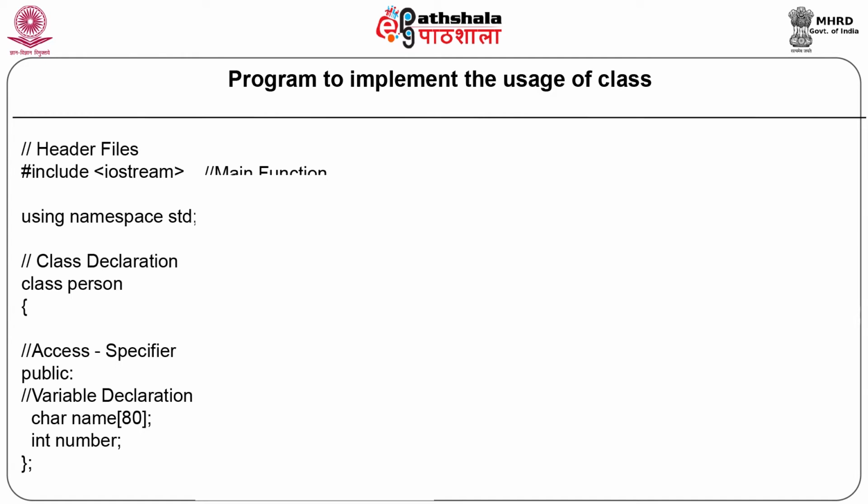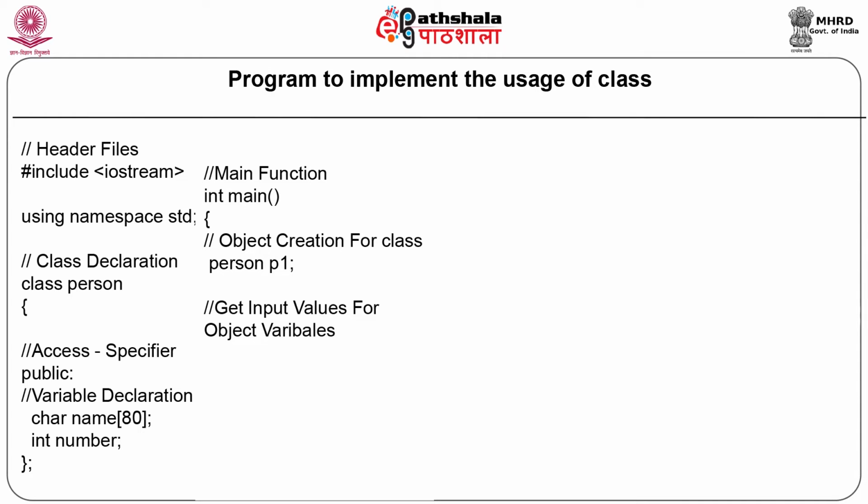The main function, int main. Now we will declare the object of the class person as person P1. Now here P1 is an object of the class person. Now we will get the input values for the object variables. So we will display the message cout, enter the name, and the name will be accepted as cin P1.name.